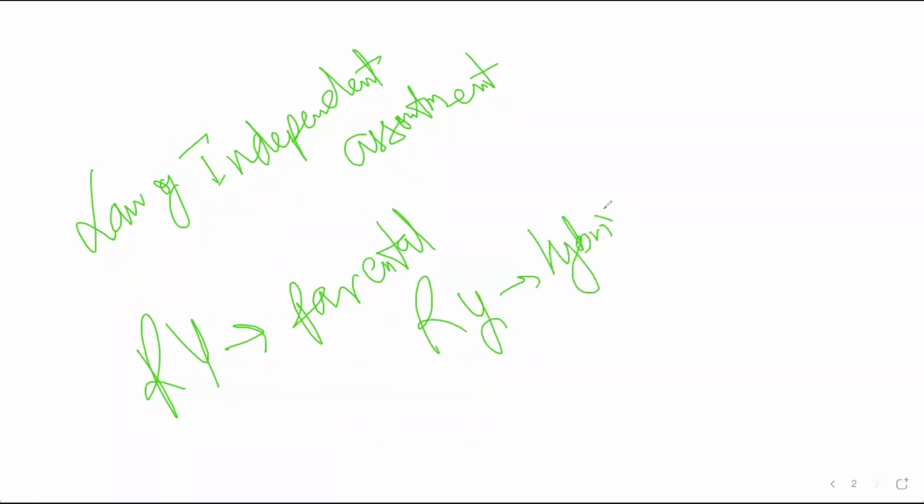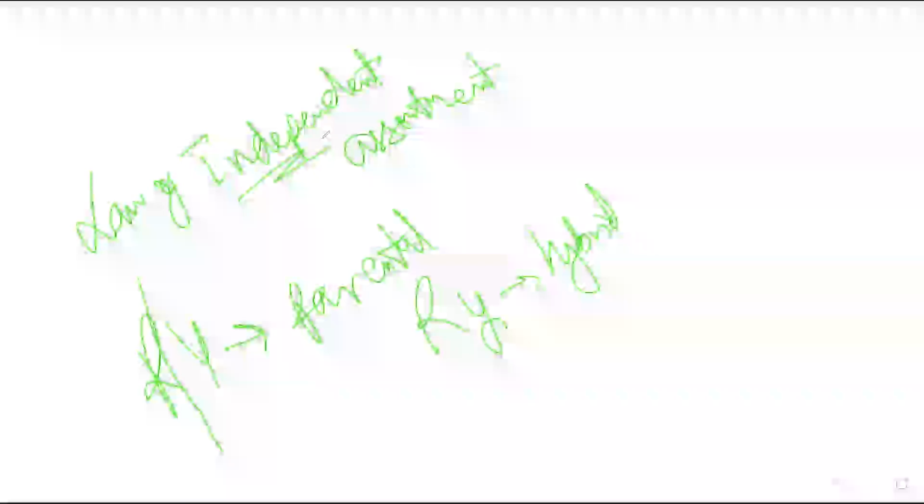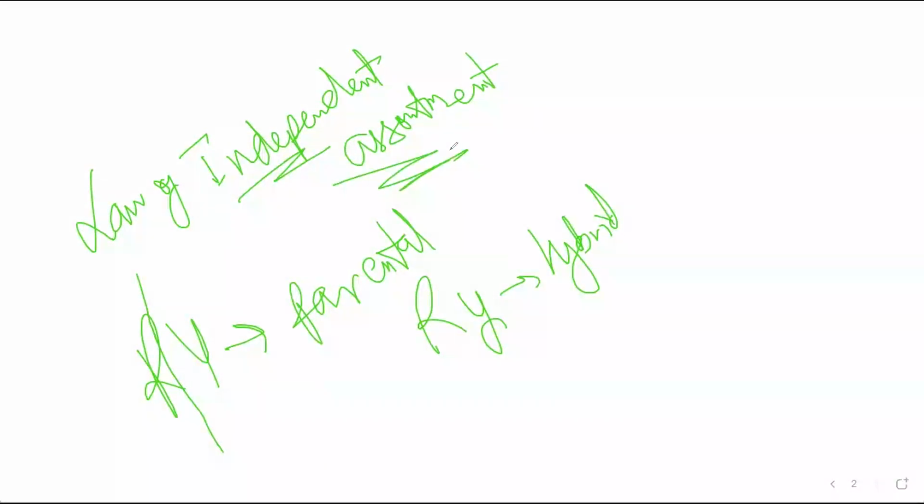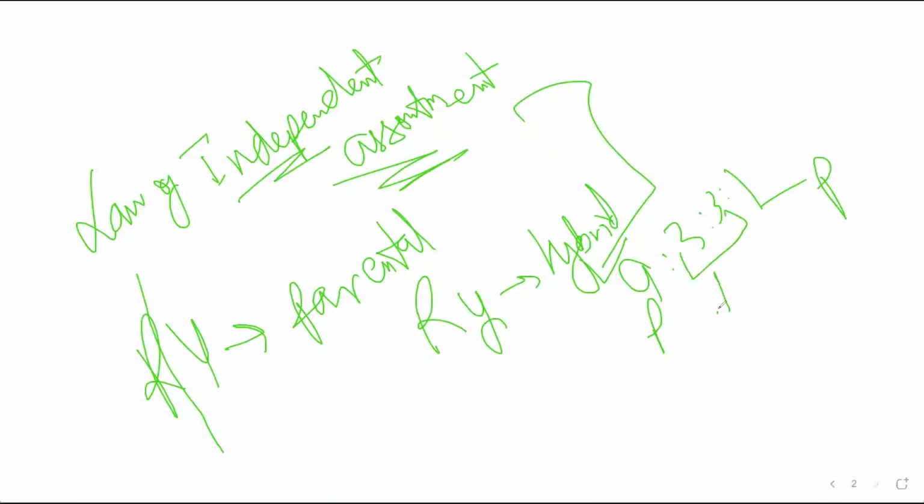I received the hybrid because both the characters discussed in a dihybrid cross have independently assorted. From there comes the law of independent assortment. The phenotypic ratio explains the law of independent assortment, where 9 is a parental combination, 1 is again a parental combination, and in between, the 3 and 3 are both new combinations. That is how we say the hybrids are obtained, so both the characters are independently assorted.